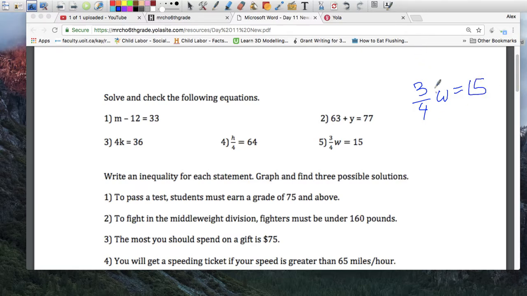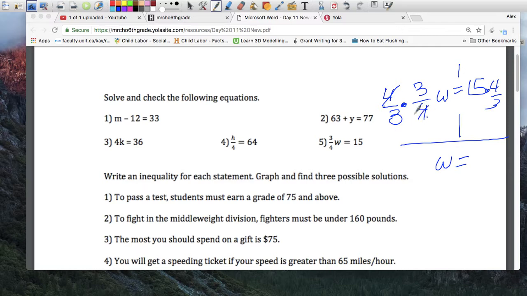So here, it's a fraction. Your coefficient is a fraction. So one way of getting rid of that fraction, remember we want our variable to be all by itself. So how do I get this side to just have the w and get rid of that 3/4 somehow? We multiply this side by the reciprocal of 3/4. And the reciprocal of 3/4 is 4/3. I'm going to multiply the other side by the same, 4/3.